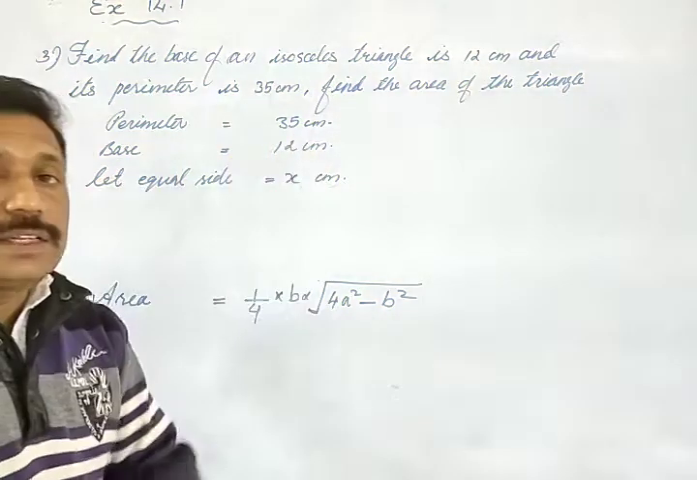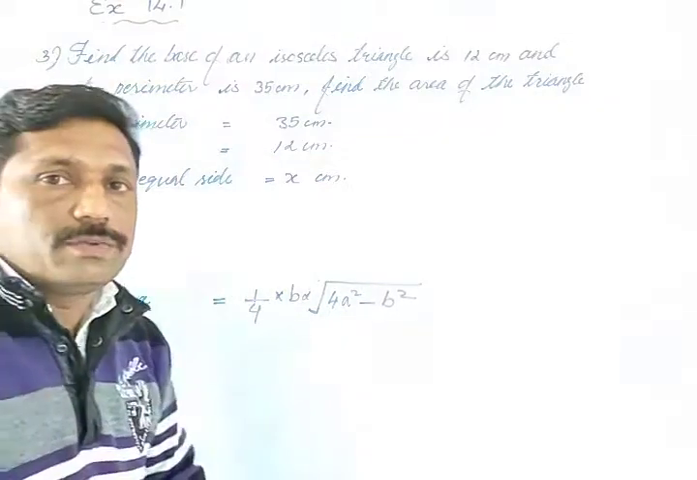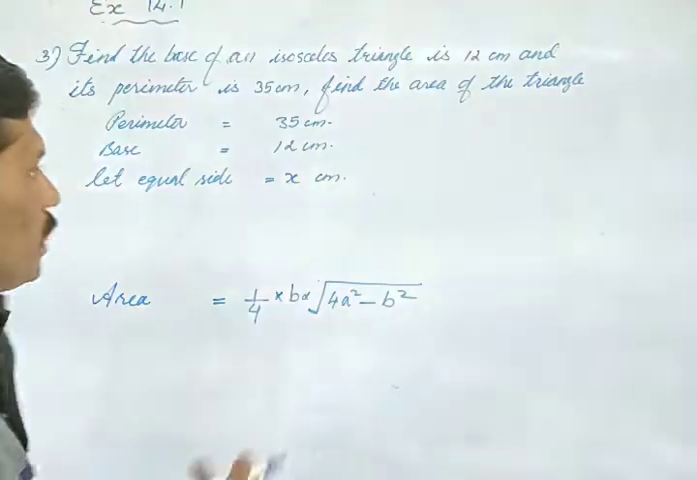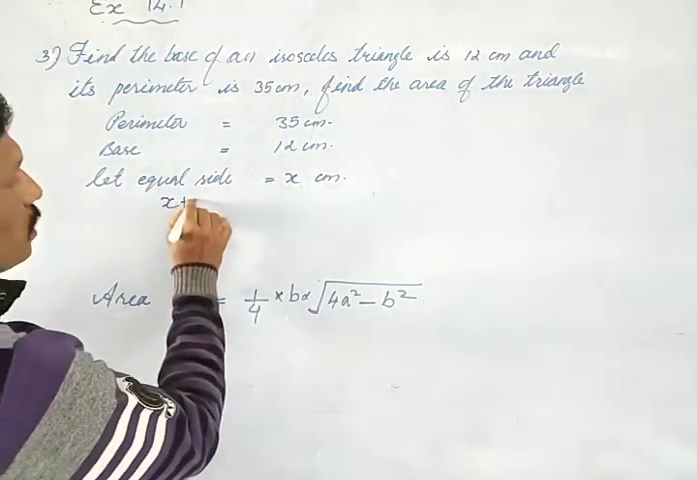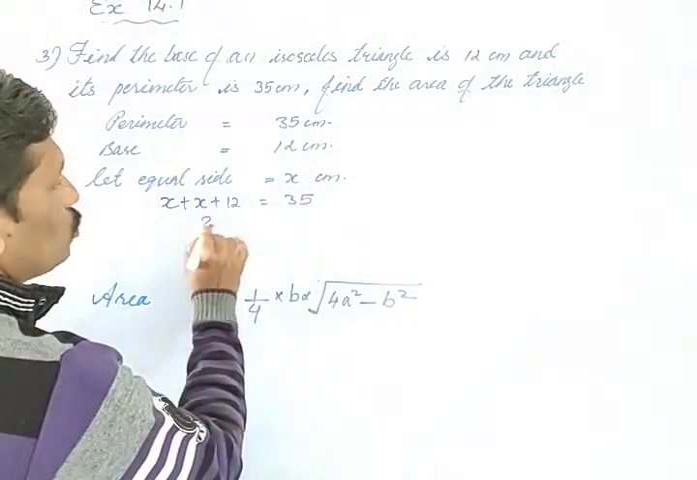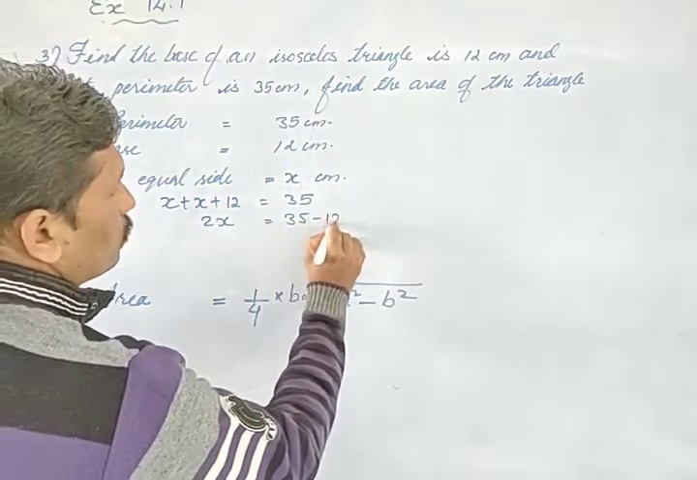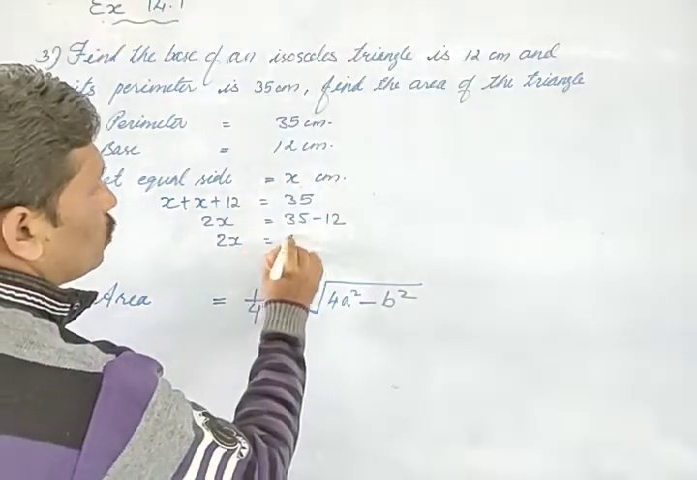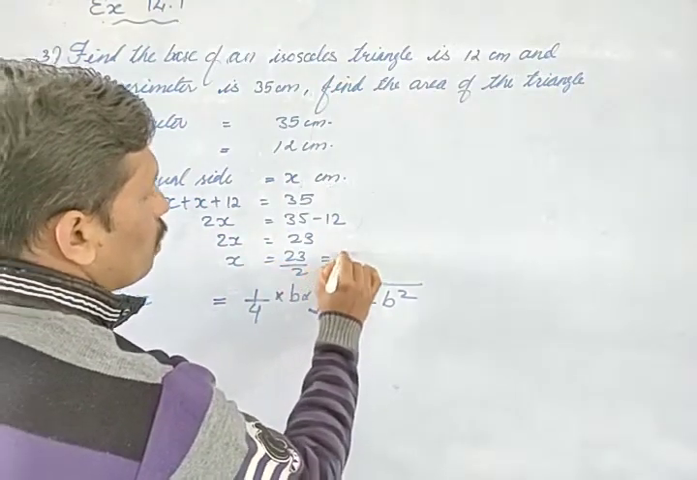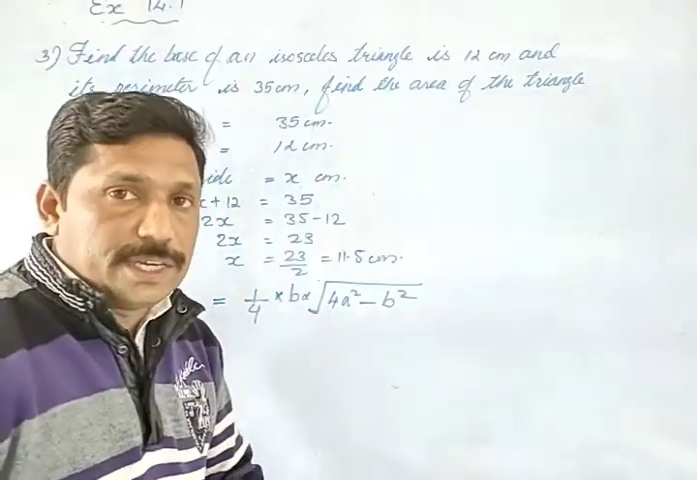Look here, perimeter is given, that is 35 centimeter, base is 12 centimeter. So we have to find out which are the equal sides. Equal side we assume it x. So we write x plus x plus 12 centimeter is equal to 35 centimeter. That means 2x is equal to 35 minus 12. That means 2x is equal to 23. Therefore, x is equal to 23 divided by 2, that is equal to 11.5 cm. So the equal side we have got, that is 11.5 cm.